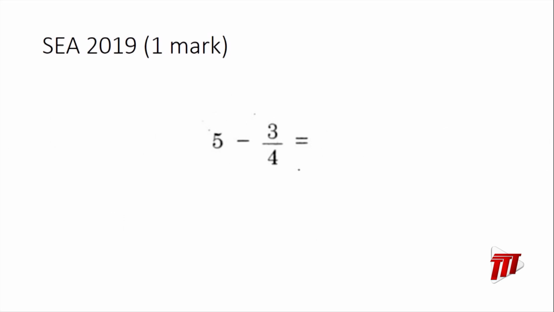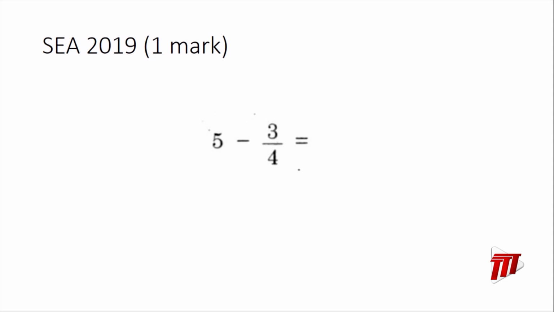The second question, there are no words, but again it is a mathematical statement. You have to understand what the question is asking you to do. You have 5 wholes, and from that you are subtracting 3/4. Do you know how you can do that? So you understand the question. It's a simple statement. 5 minus 3/4 is equal to something. What is that something?